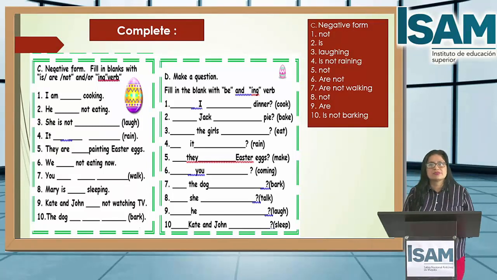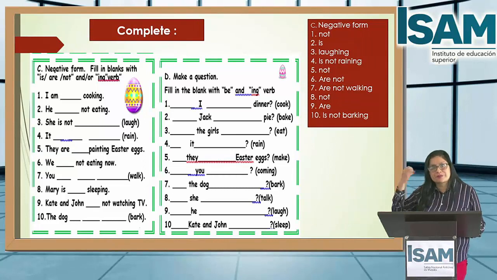Okay, check on it. Yes, check it and check. Okay, now here you have from number 1 to 10, letter D. Make a question, student, questions. Try to think about these questions, okay? Please.